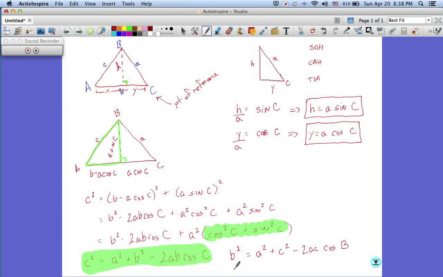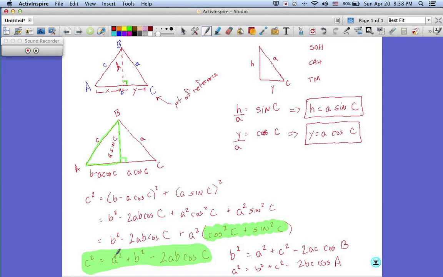And likewise, if I use A as my point of reference, A squared, I'm missing a B squared and a C squared, minus 2BC cosine of my A angle. Any one of these three is considered the law of cosines, and any one of these three can be used to find any missing side.